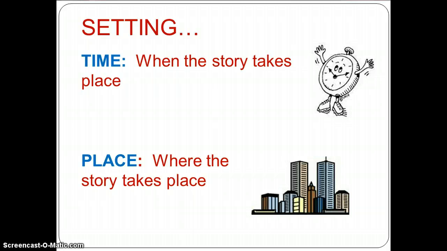Setting. The time and location in which a story takes place is called the setting. There are aspects of a story's setting to consider when examining how setting contributes to a story. Time. When is the story taking place? Consider the time of day.